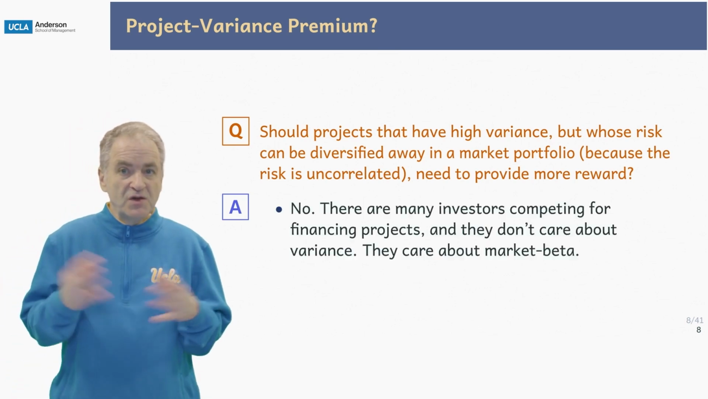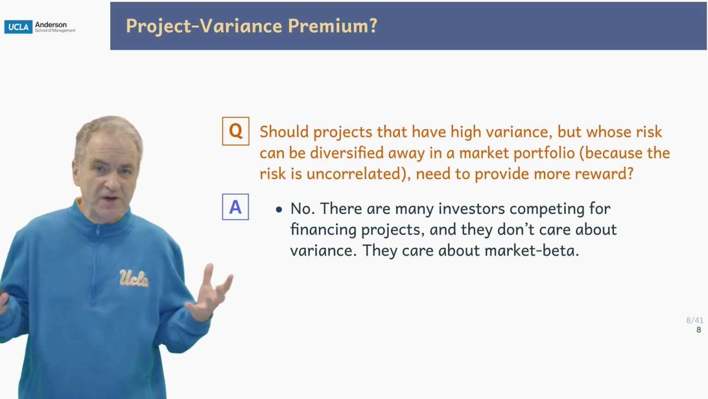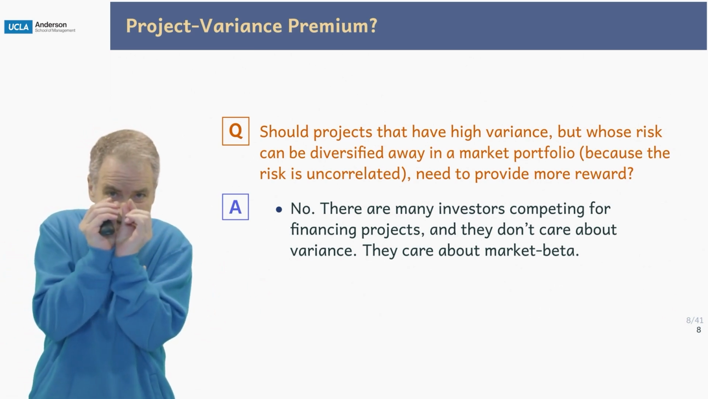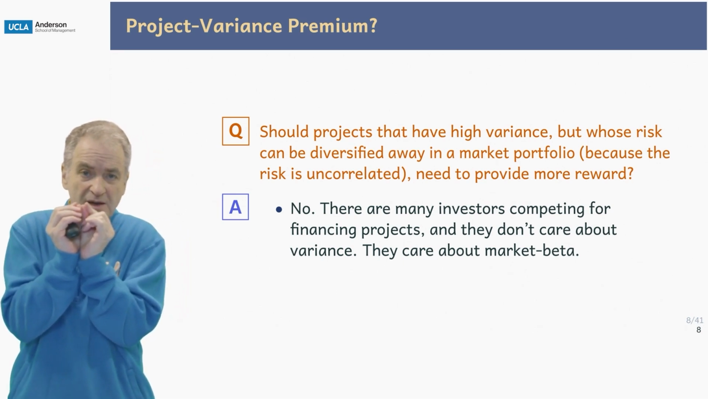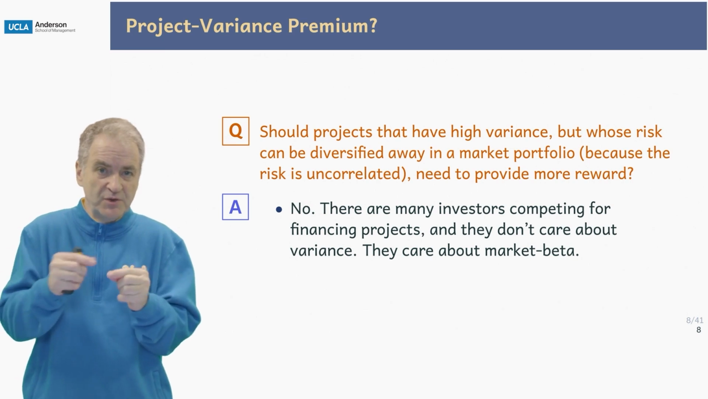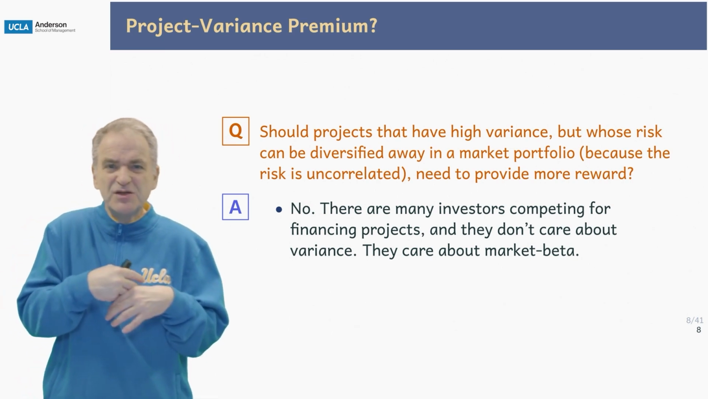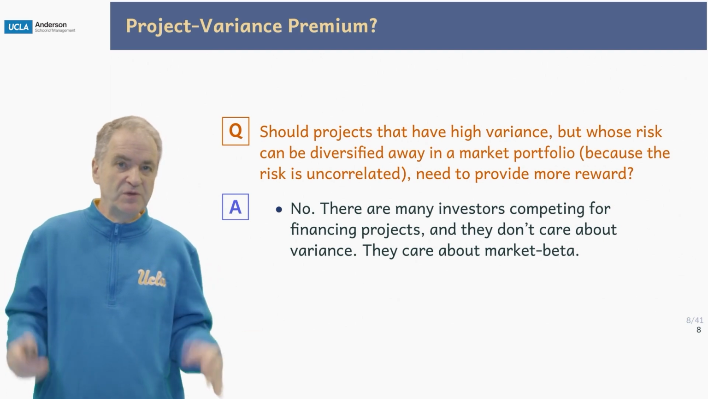No, there are so many investors competing for the financing projects. They don't care about the variance. You're just a tiny, tiny, tiny fraction of their portfolio. They don't care about something that, if the market goes up or down relative to their other portfolio, it goes up or down a little. It's just far too little. They care about market beta. They don't care about variance.